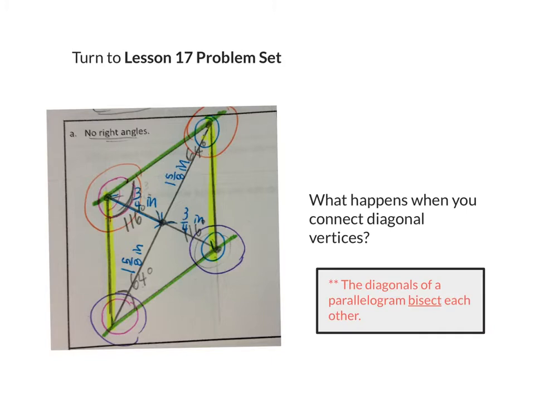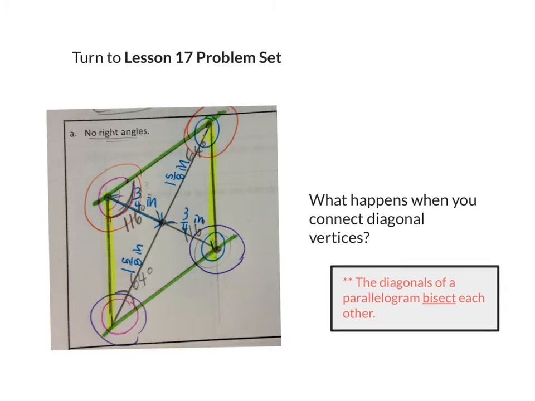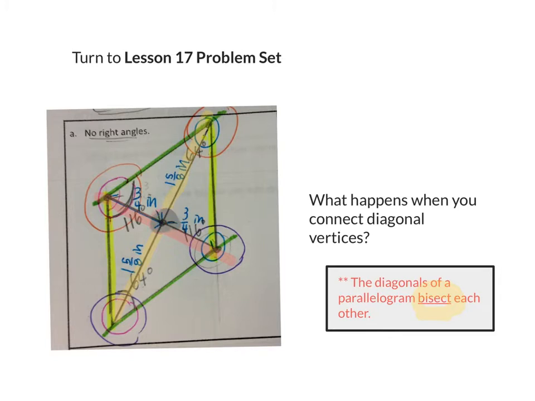From that exercise, we can see that when you connect diagonal vertices or opposite vertices, they bisect each other. The word bisect is a vocabulary word you need to know. It means it cuts it exactly in half. That means when I connected this vertex and this vertex, it made a midpoint, and it splits those lines exactly in half. All four of them. Does that make sense? So try that. Connect your opposite diagonals and see if those two sides are exactly the same.